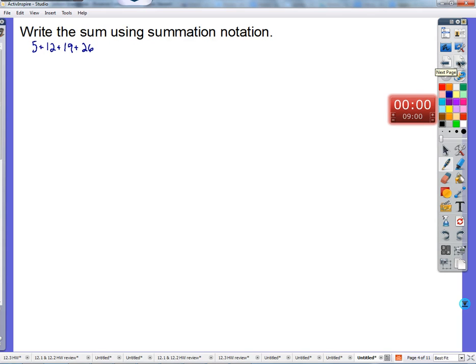Okay, so write the sum using summation notation. It's not asking you to add the numbers up, but to write it using a certain notation. What does that mean, to write it in summation notation? What's key in summation notation? Big thing that catches your eye every time. Theta. Not theta, but sigma. It is a Greek letter. Sigma, yeah. It looks like an E a little bit.